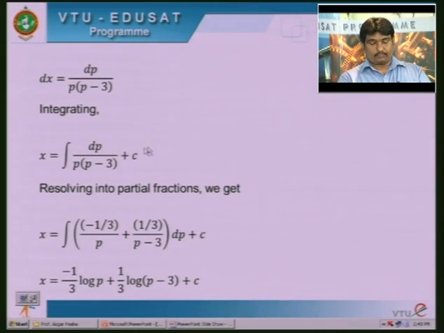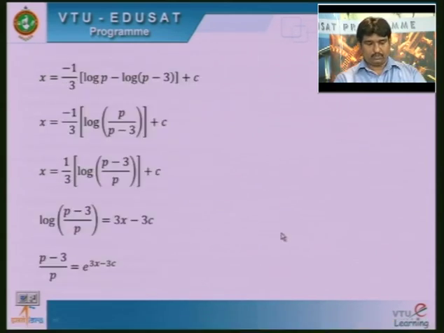Same thing here. We have a dp by p into p minus 3 plus p. So when we resolve this into partial fractions, we get minus 1 by 3 divided by p plus 1 by 3 divided by p minus 3 into dp plus c. Now integrate it. Integration of 1 by p is log p and integration of 1 by p minus 3 is log of p minus 3 plus c. So I have expressed x in terms of p. Therefore x equals minus 1 by 3 into log p minus log of p minus 3 plus c.